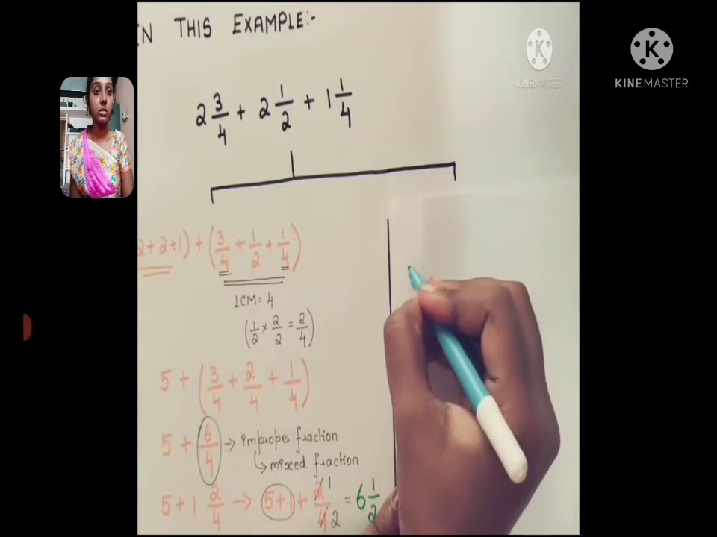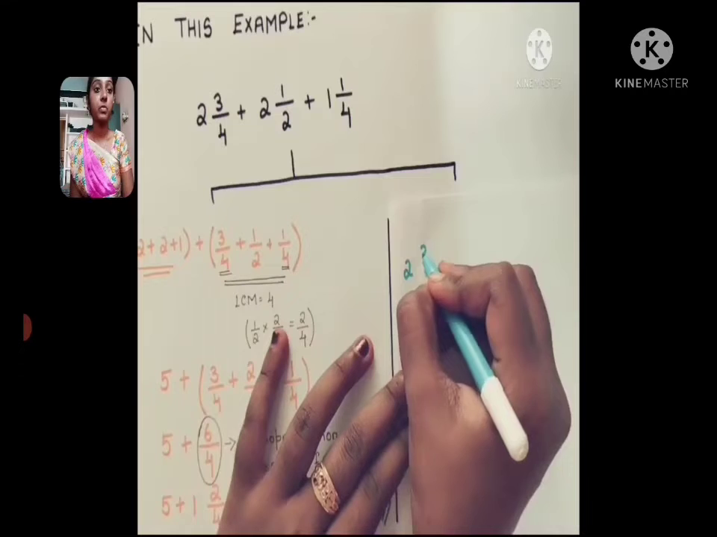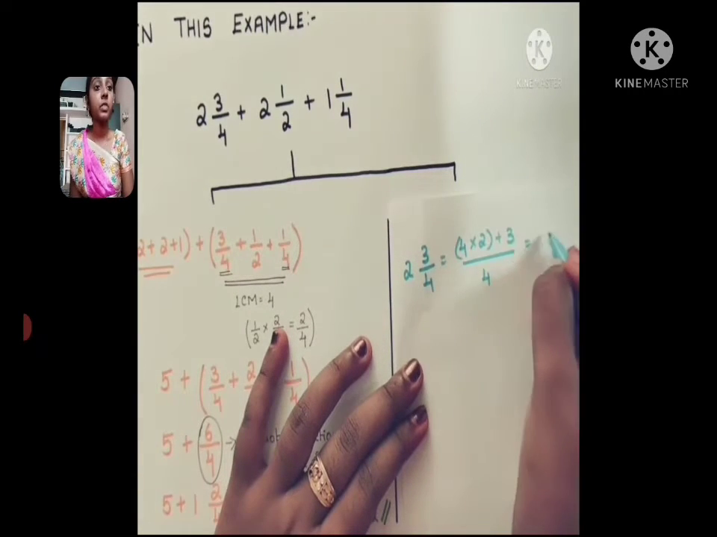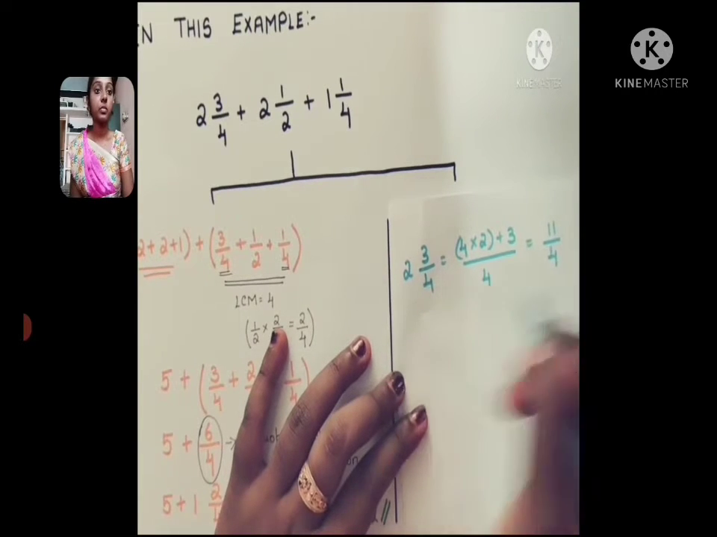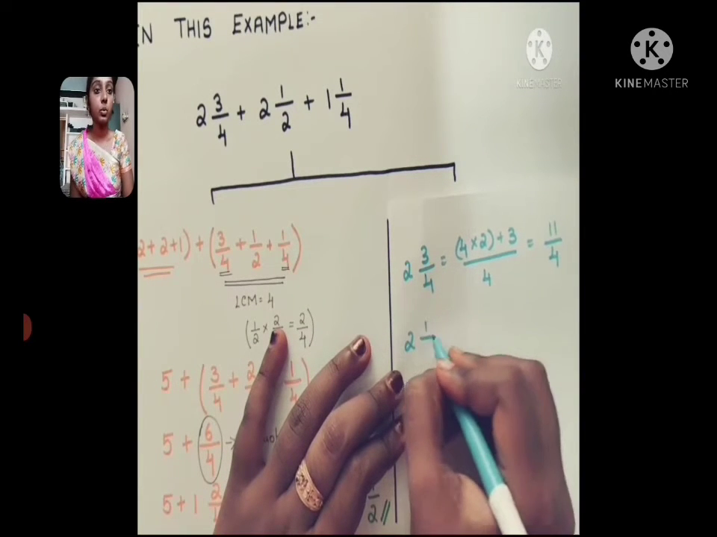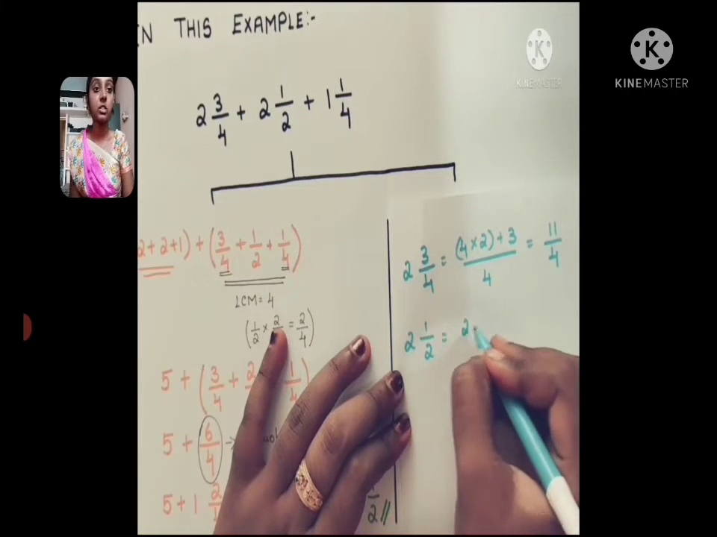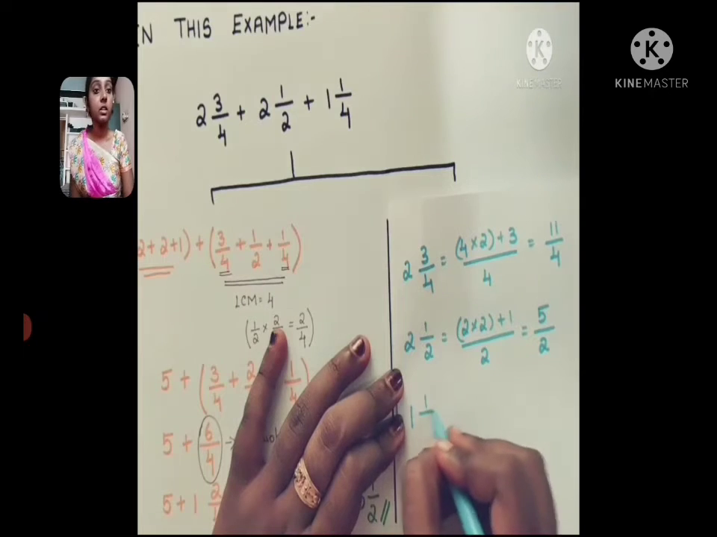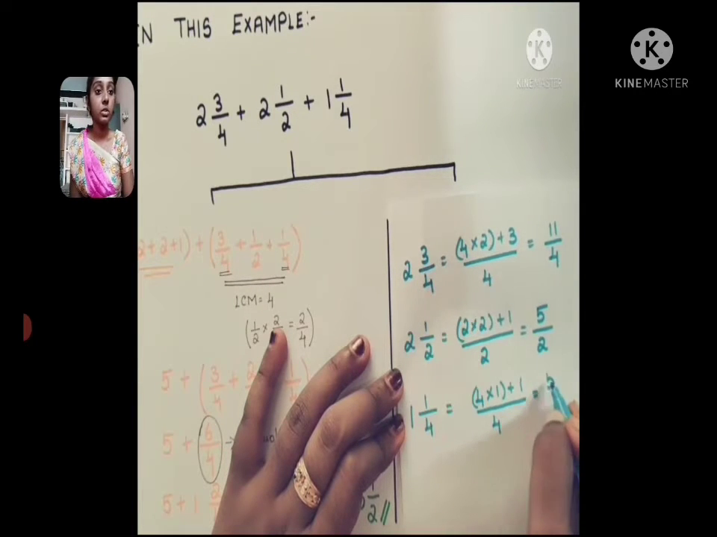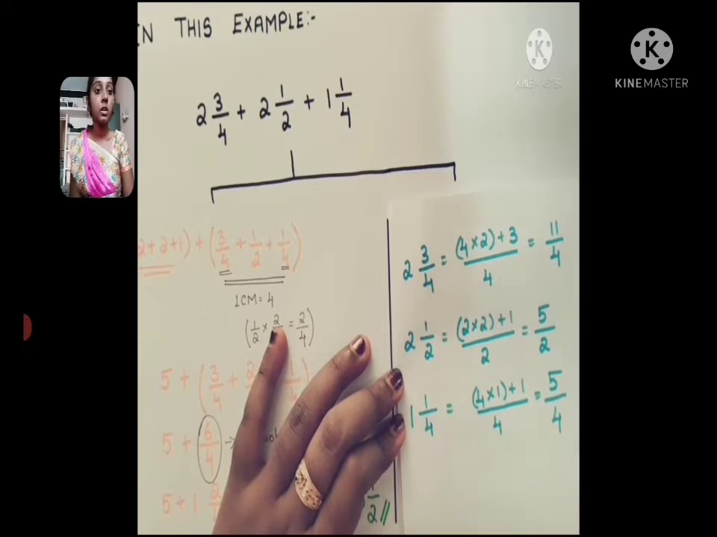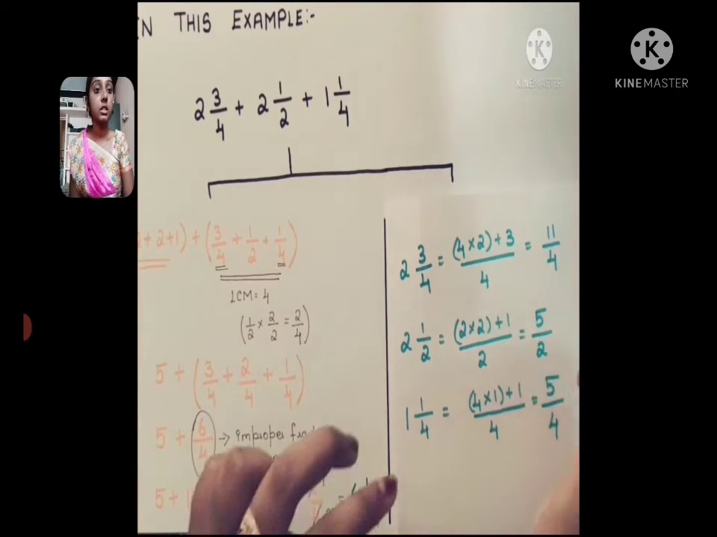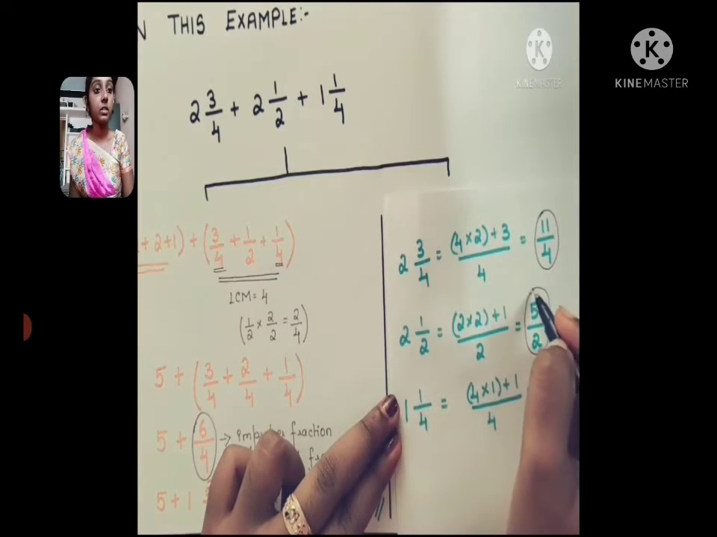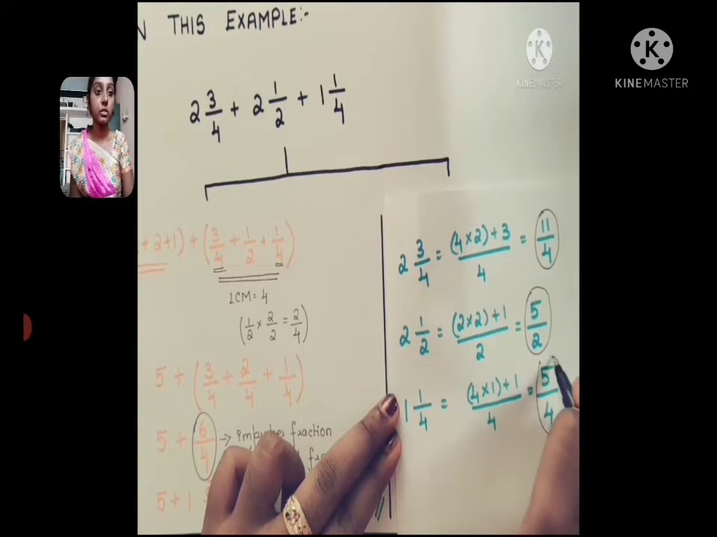So now let us see the second method. That is, let us convert the mixed fractions into improper fractions and then add them. Converting the mixed fraction 2 3 by 4 into improper fraction, we get 11 by 4. And the improper fraction of the next mixed fraction 2 1 by 2, we get it as 5 by 2. Similarly, for 1 1 by 4, we get the improper fraction as 5 by 4. Now let us add these three improper fractions, that is 11 by 4 plus 5 by 2 plus 5 by 4.